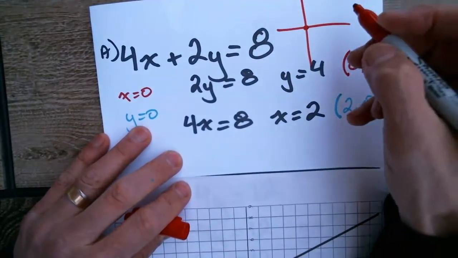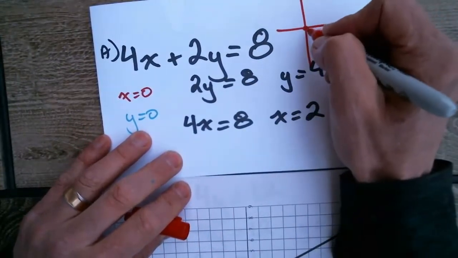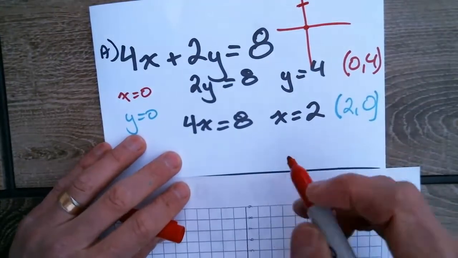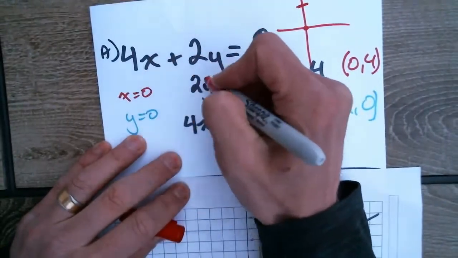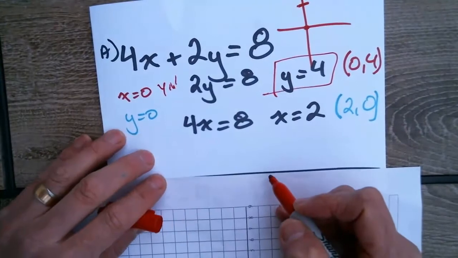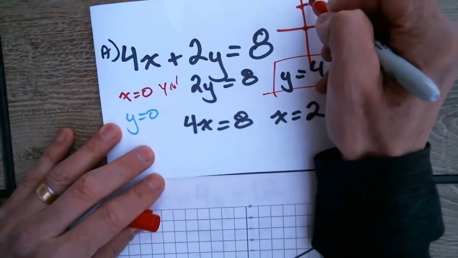When x is 0, what is y? So this is the y-intercept. Okay, so when I make x 0, that's going to tell me my y-intercept. Because look, it says y equals 4. That's very clear. So when x is 0, y is 4.